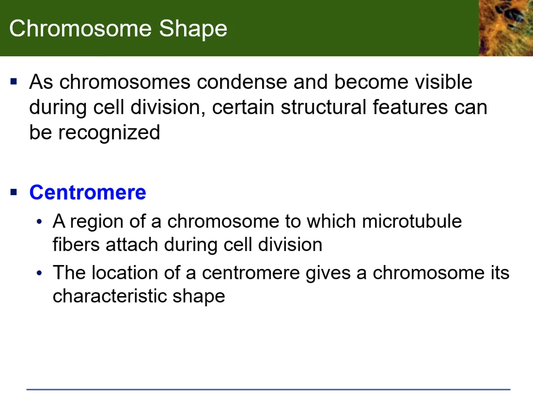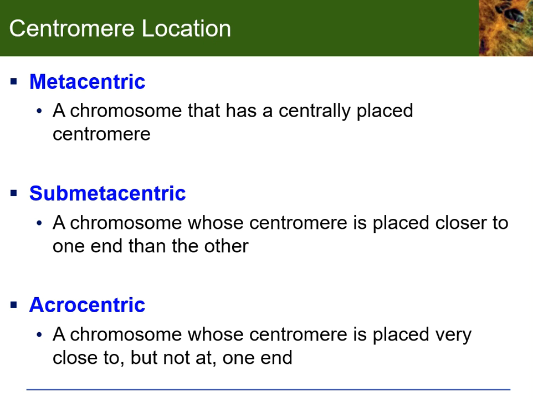Chromosome shape. As chromosomes condense and become visible during cell division, certain structural features can be recognized. For instance, the centromere, which is a region of a chromosome to which microtubule fibers attach during cell division. The location of a centromere gives a chromosome its characteristic shape. The centromere could be located either metacentrically, submetacentrically, or acrocentrically.